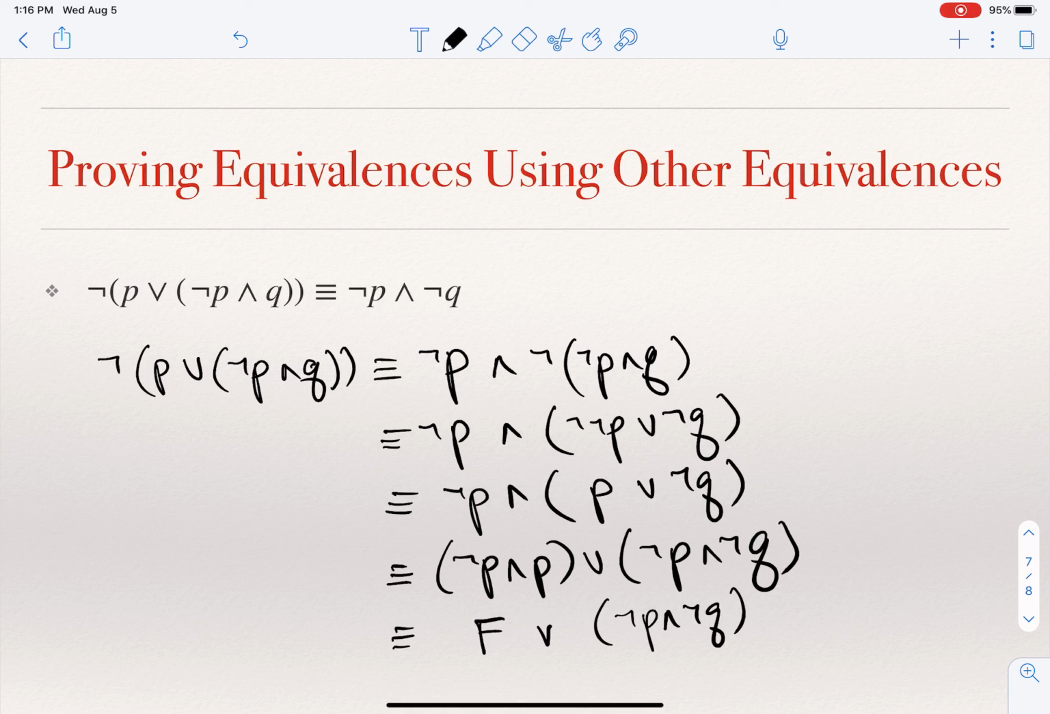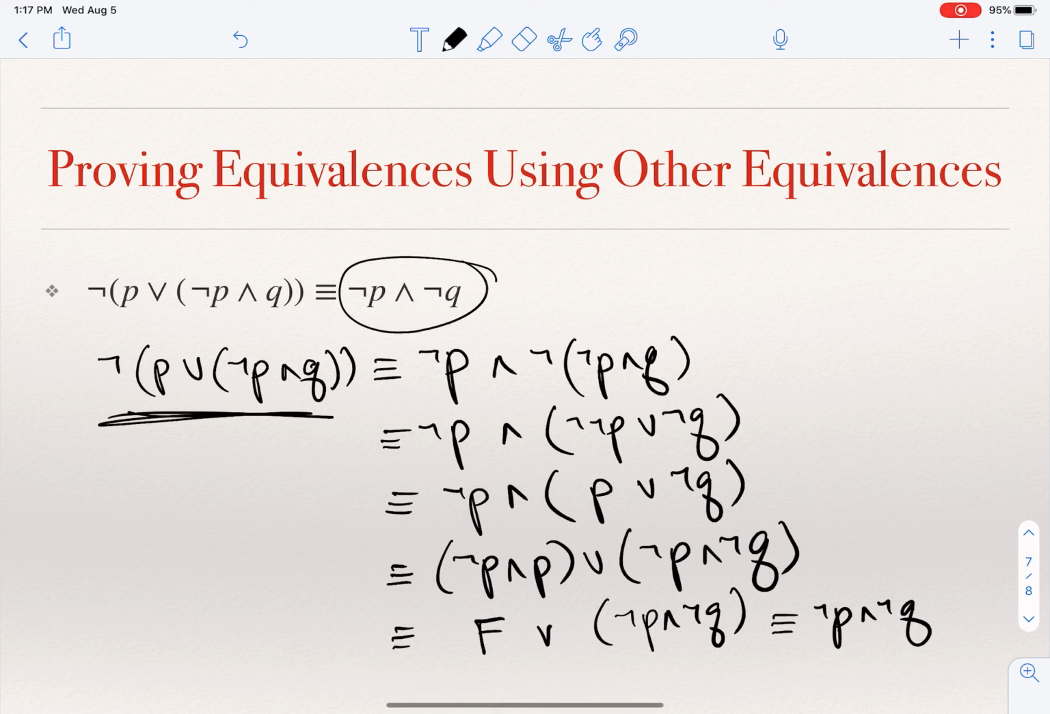False or anything, when is this true? The false doesn't mean anything. For this to be true, the right-hand side has to be true. This is equivalent. This is a simplification. I can get rid of the false and the disjunction here. This is equivalent to not P and not Q. And this is exactly what we wanted to show, that this one and this one here are equivalent. So this is the way to use logical equivalences to prove other equivalences without building the truth table here, okay?